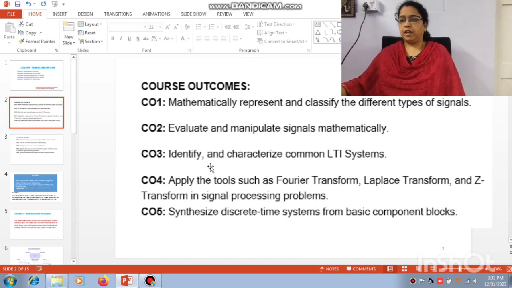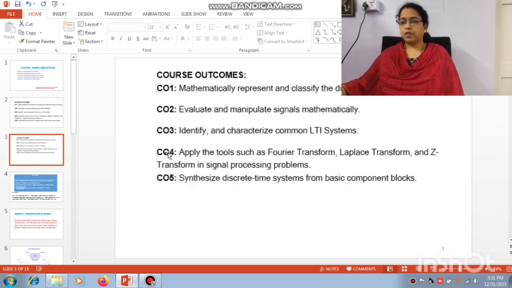Here the main outcome of the course is to represent signals, various types of signals, mathematically, to evaluate and manipulate the signals mathematically, then to characterize and identify the LTI systems, and to apply various transforms like Fourier transform, Laplace transform, Z transforms, etc. for solving various signal processing problems. And the last one is to synthesize a discrete time system from basic component blocks. So these are the course outcomes.